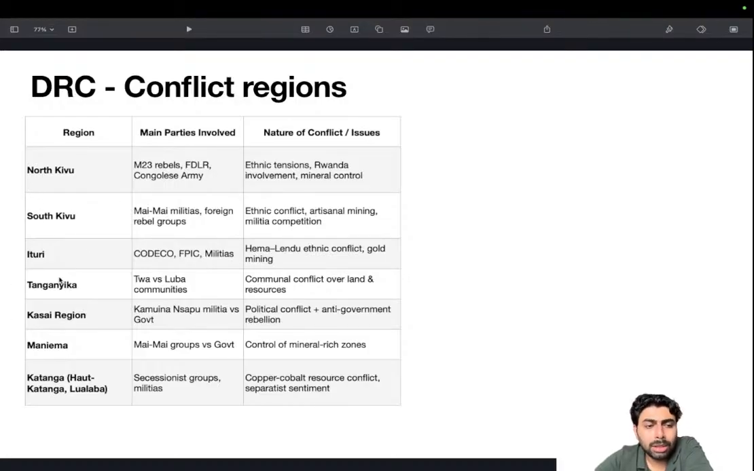Then North Kivu, South Kivu, Ituri. These are the basic regions. I don't need to explain all this. Just learn about these places and where they are. M23 rebels. It's very important. They are rebel groups in DRC and allegedly funded by Rwanda.